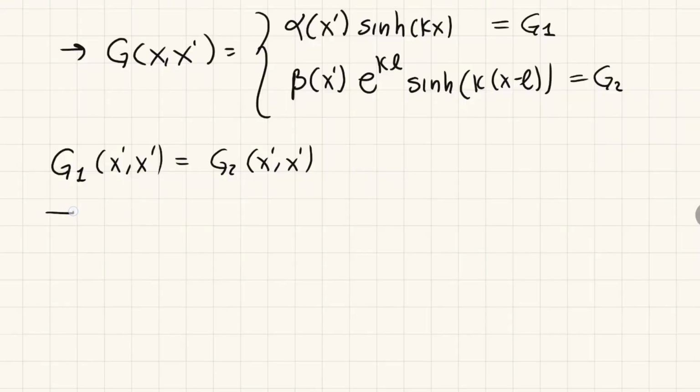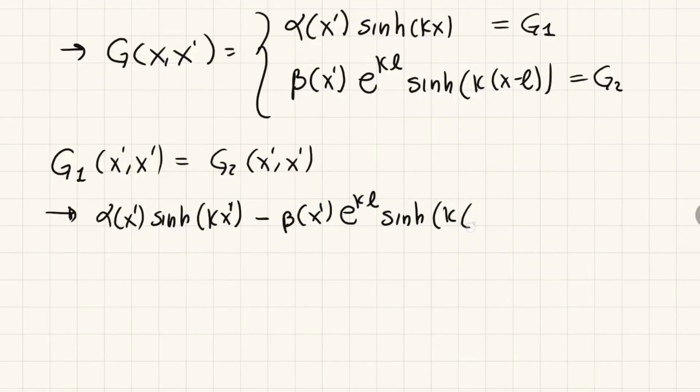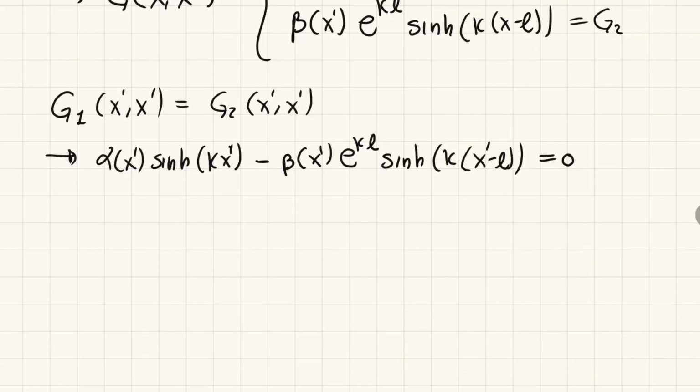So this is very easy to express. We are going to have that alpha of x prime, the hyperbolic sine of k x prime, should be equal to, well, this thing evaluated at x prime, but we are going to write it as minus beta of x prime e to the kl, the hyperbolic sine of k times (x prime minus l), equal to 0. Okay, so this is equivalent. Perfect. So with this, we have a first equation that is going to help us to find alpha and beta.